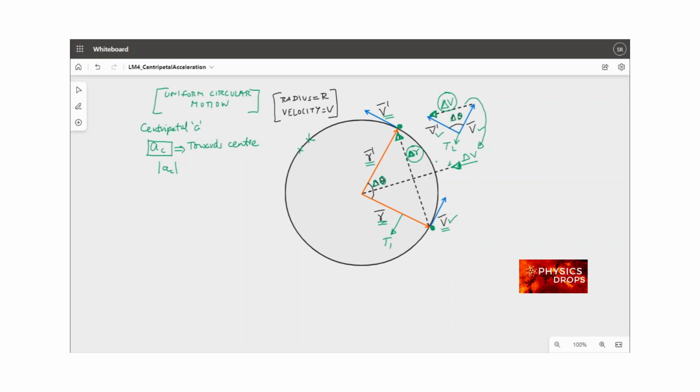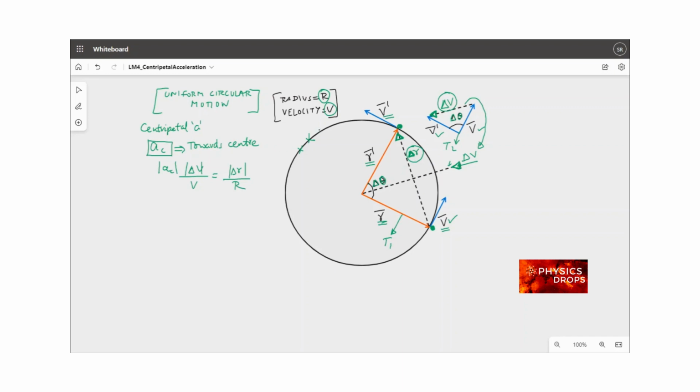So if they are similar, then the ratios of the corresponding sides are equal, which means the magnitude of delta V by V is the same as delta R by R. Remember, this is an object going around with velocity V and radius R. So if we take delta V from the blue velocity triangle and divide by V, then since the displacement triangle formed by R and R prime and delta R is similar, the corresponding side for delta V in the other triangle is delta R.